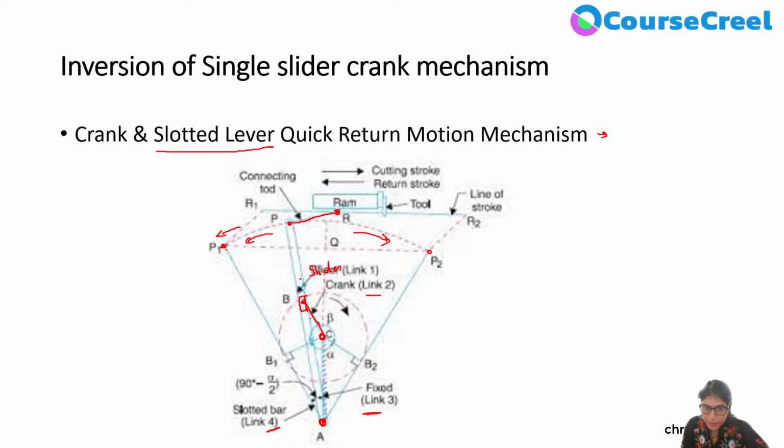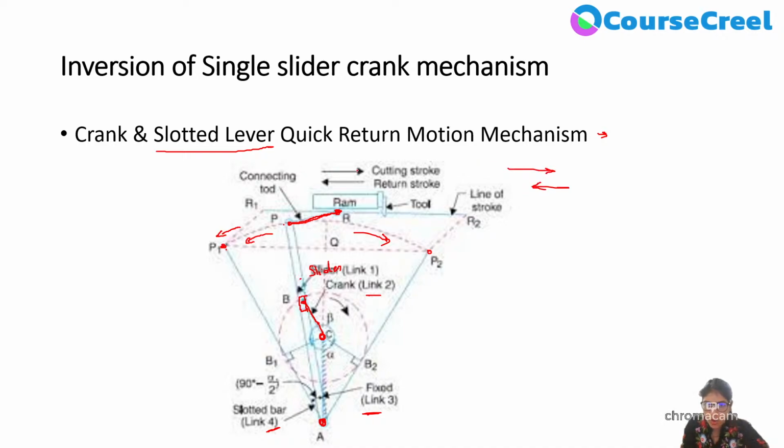So when the crank rotates, the slider will move up or down. Accordingly, the AP slotted bar moves and the fixed link will be fixed. Suppose it is going from P toward P1, then the slotted lever will go down, and when it is moving in the other direction, it will go up. According to the change in position of AP, the slotted lever will change its position, and this change in position of point P, which is connected to point R, makes our ram move in this direction or in this direction.